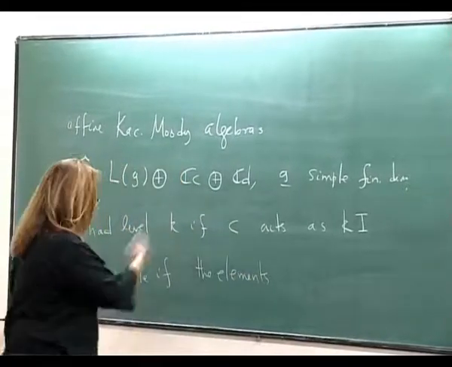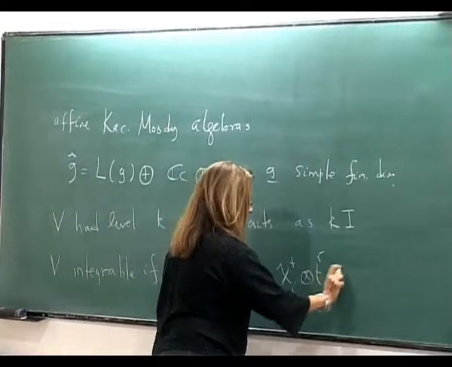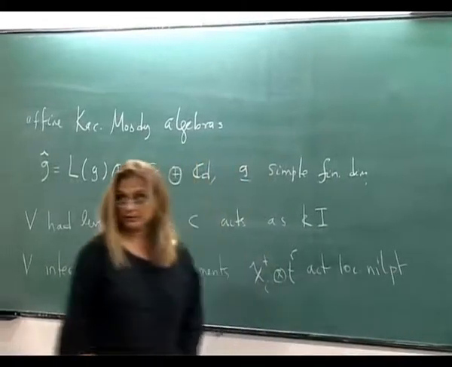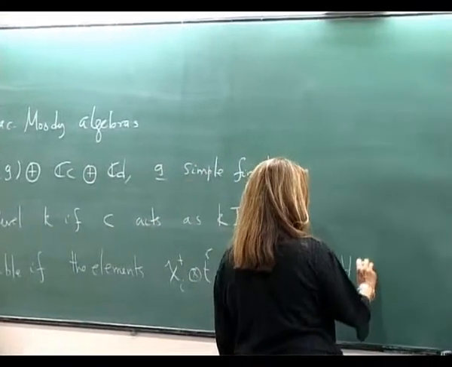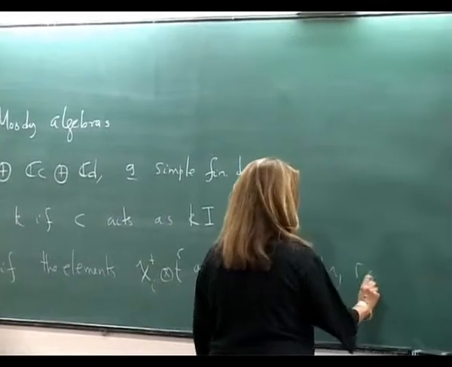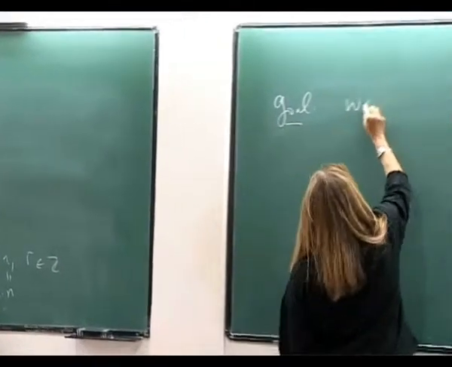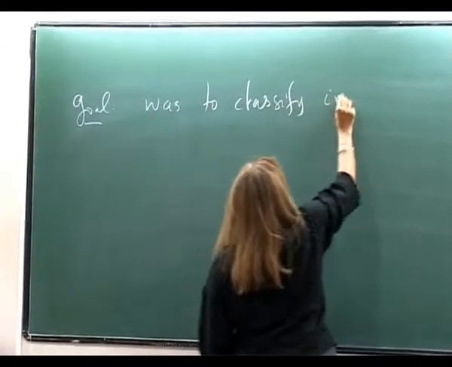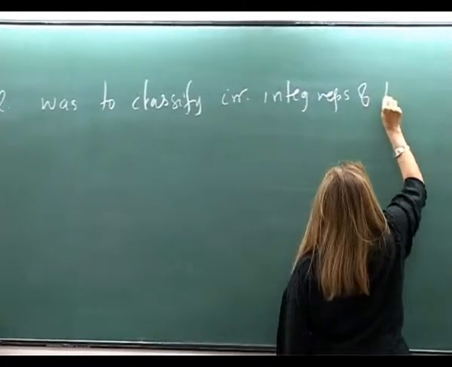So now I'll just do it in this special case. So xi tensor t power r act locally nilpotently. The condition I gave yesterday was in terms of Chevalley generators, but it doesn't really matter. So act locally nilpotently for all i and all r. So i will go from 1 up to n, and r will be in the integers. And our goal was to classify irreducible integrable representations of g hat.